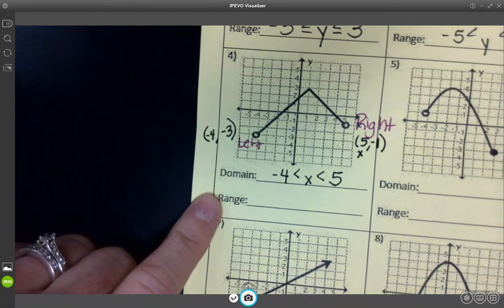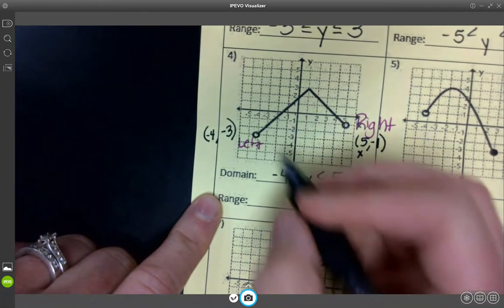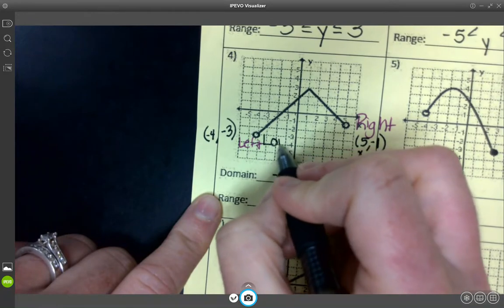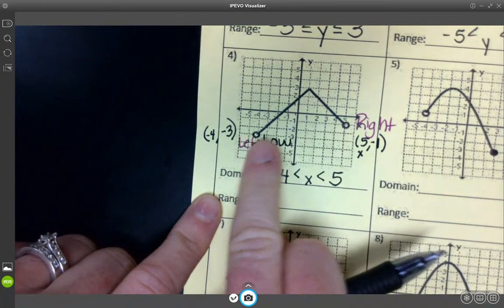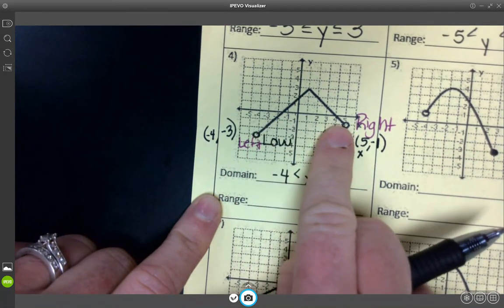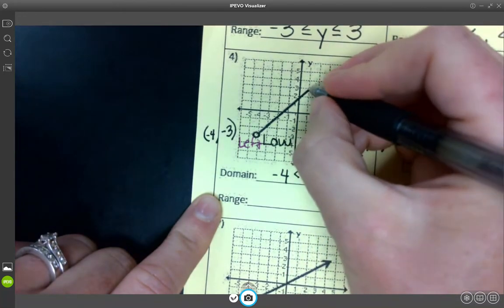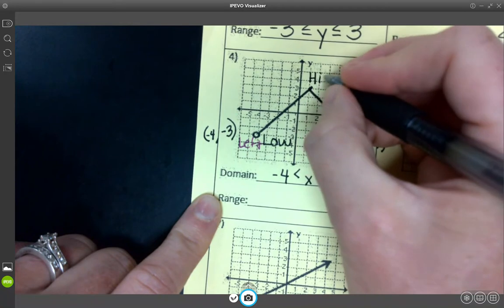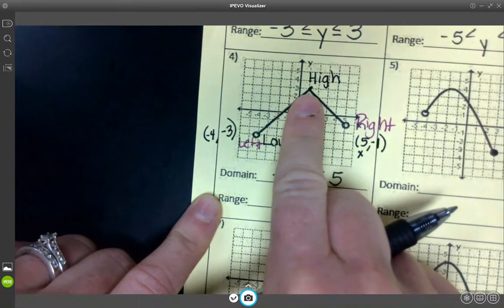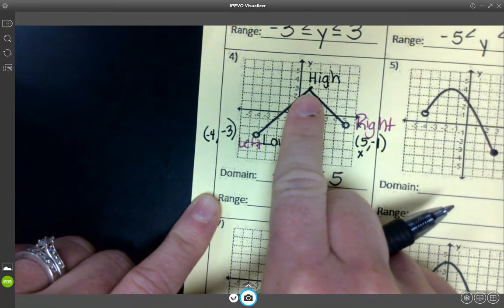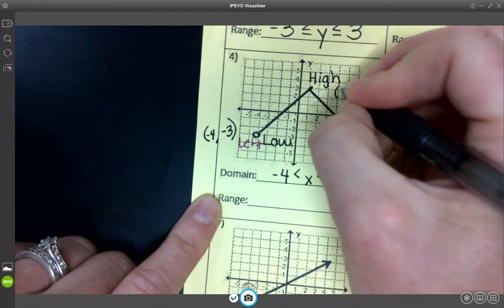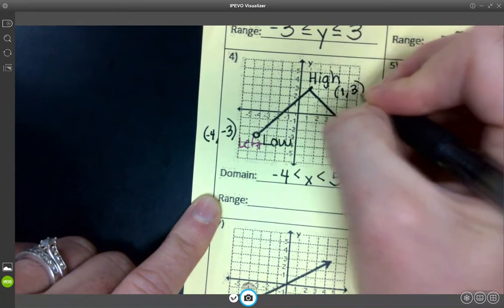Then our range is our low to high. So we look for our low point. So our low point is right here. But our high point, it's not here. A lot of people want to say that this is our high point. But the highest point on the graph is right here. Make sure you label that high. It's the highest point on that line, on that function. So that point is at 1, 3.